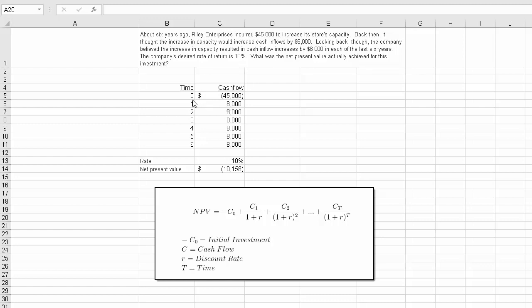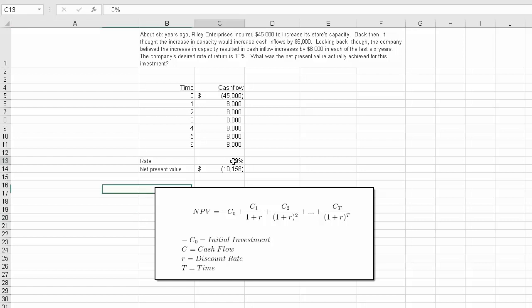All right, so I've laid out the time periods here. 0 would be today. We assume it's right now, but we can look back and say, well, 6 years ago it was $45,000. And then we believe $8,000 was earned every year for 6 years.